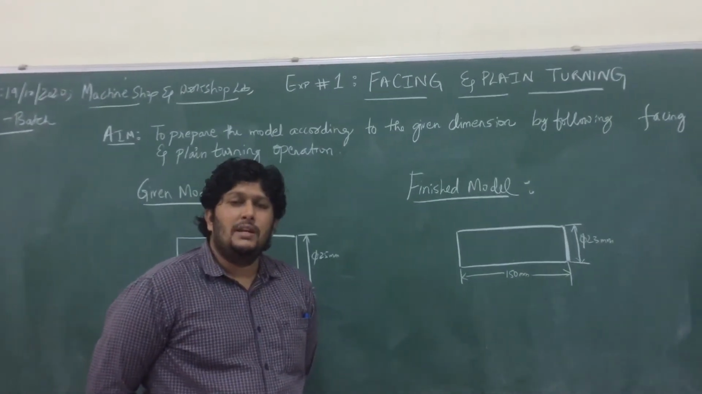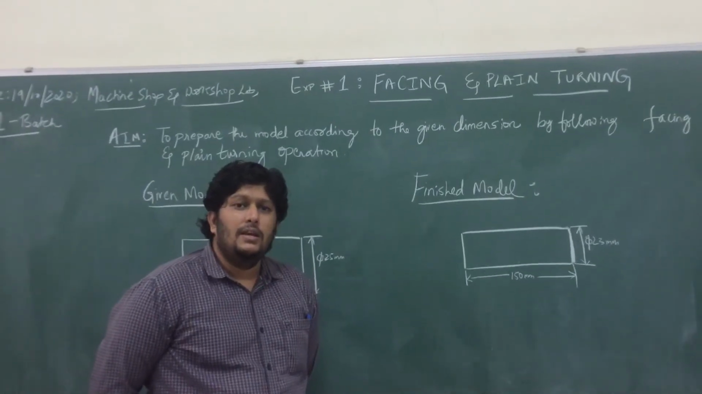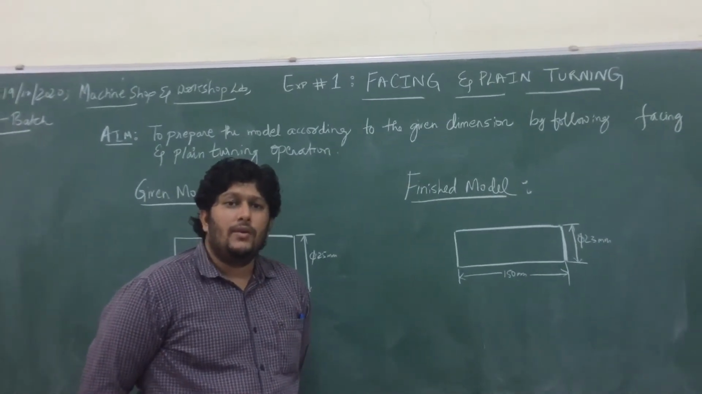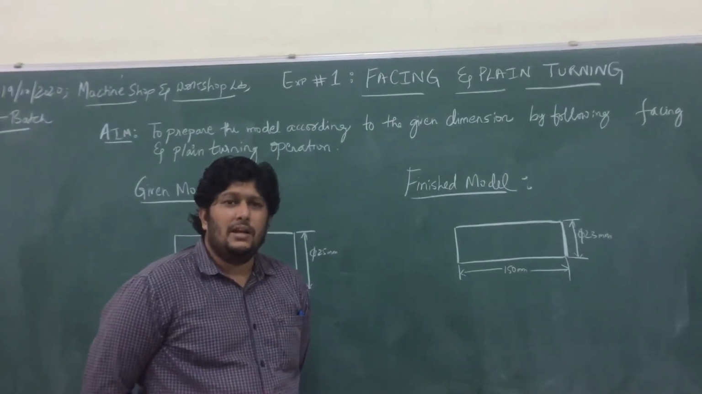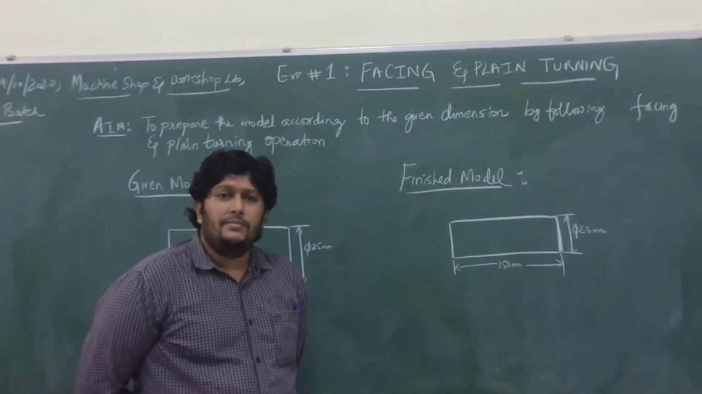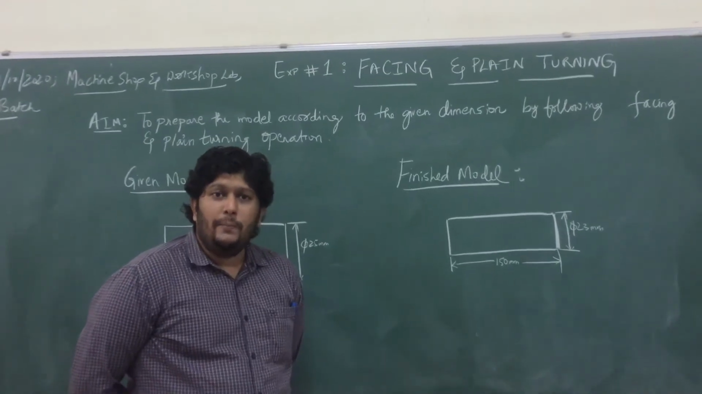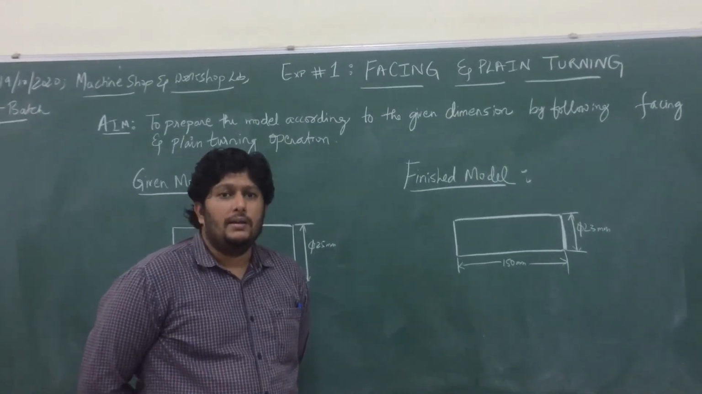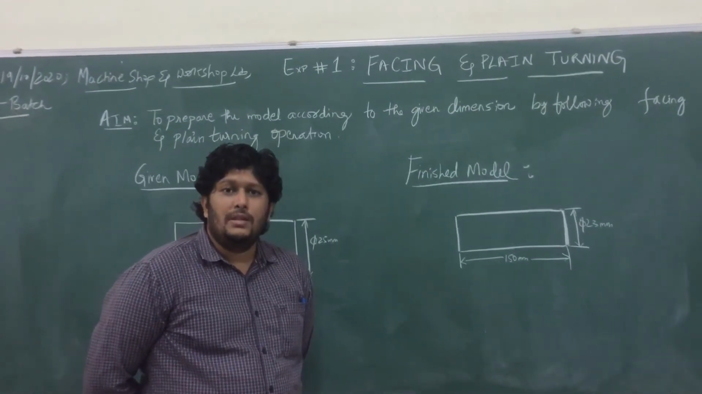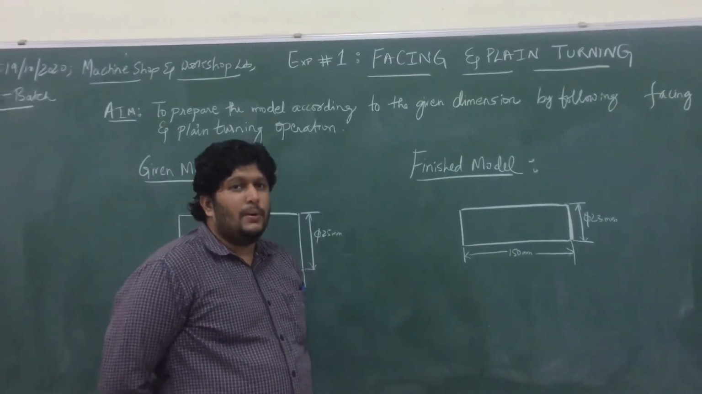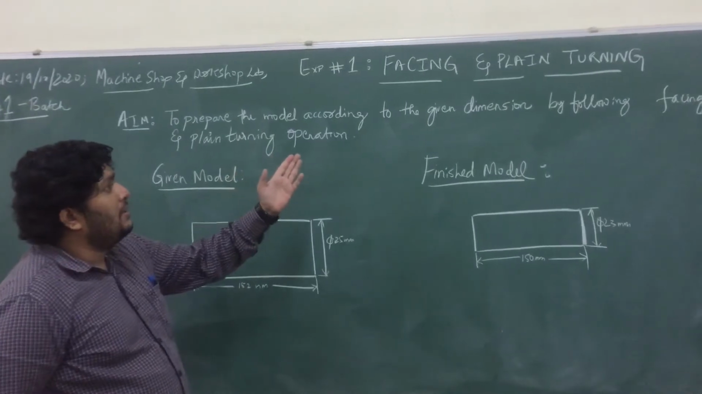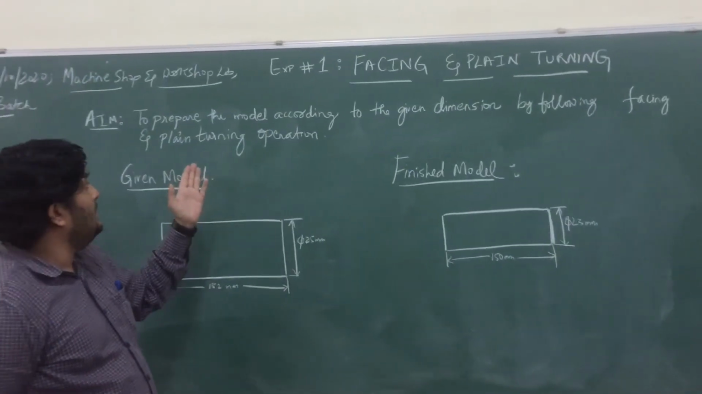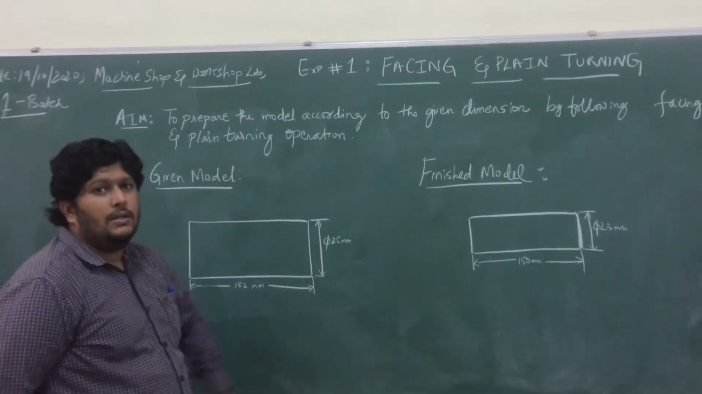As we all studied in elements of mechanical engineering, we studied both facing and turning. So whatever we studied in mechanical engineering and whatever you are studying in the MCF subject this semester, you will be practically doing by hand. The machine that we are going to use is the lathe. So this is experiment number 1. What is the experiment? To prepare the model according to the given dimensions by following facing and plain turning operations.